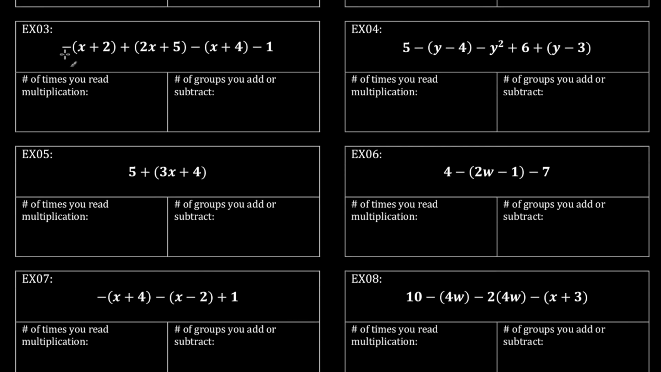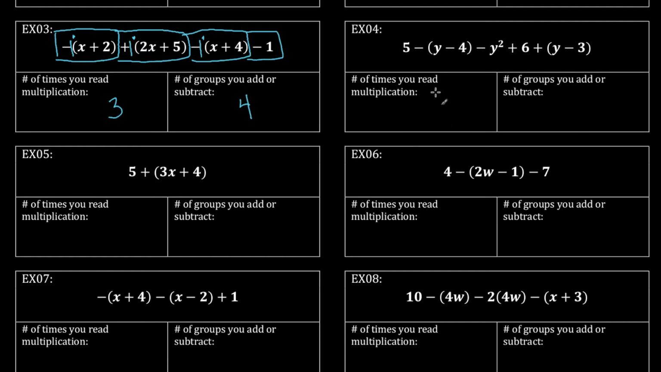So in this one, it reads negative x plus 2, but remember, if nothing's there, negative 1 times x plus 2 plus 1 times 2x plus 5 minus 1 times x plus 4 minus 1. So we have 3 moments where I read multiplication, and I start off with negative x plus 2, and then I add 2x plus 5, and then I take away x plus 4, and I take away 1. So 1, 2, 3, 4 groups.